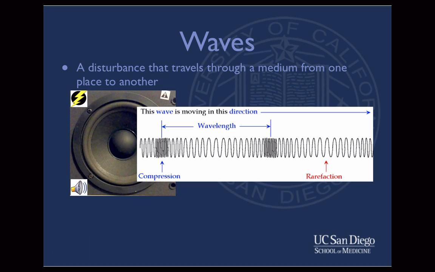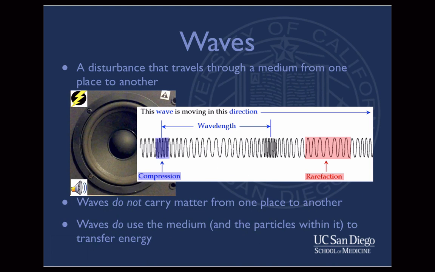The air particles which comprise the medium oscillate, creating zones of compression and rarefaction. Note that although the air in the medium transports the wave's energy, the air particles are not transported from one place to another by the wave. In other words, waves do not carry matter from one place to another. Rather, waves simply use the particles in the medium to transfer energy.